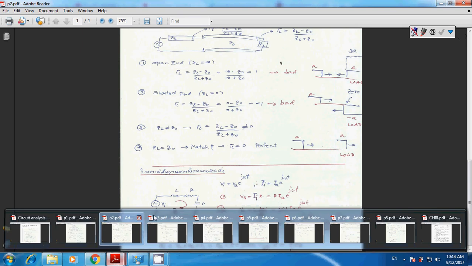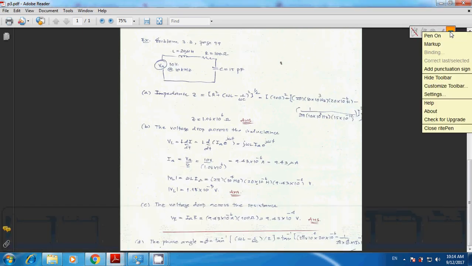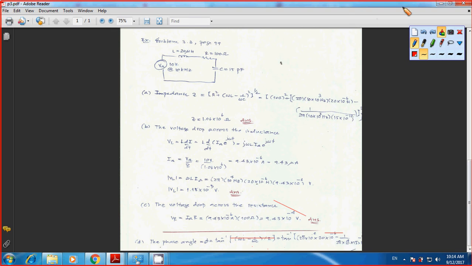Let's move on to page number 3. Let's take a look at problem 3 by 3 in my book. Actually, I have a circuit here. You have our RLC circuit in series, and the supply voltage is 10 volts at 10 kHz. We're looking for the total impedance of the circuit.